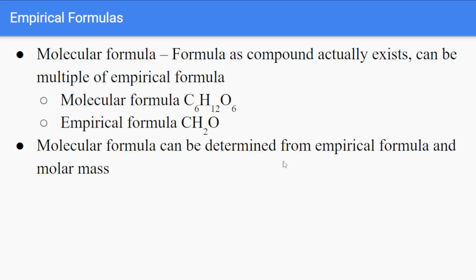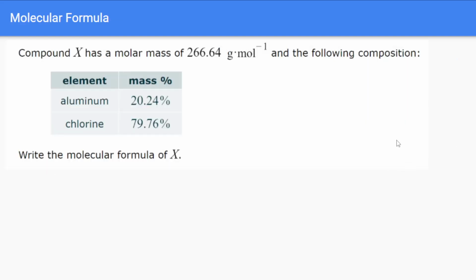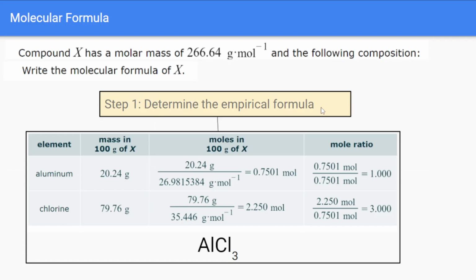You can determine the molecular formula if you have the empirical formula and the molar mass. Sometimes you're not given the empirical formula, and that would be your first step, is to determine the empirical formula. In this example, we have no empirical formula. We have percent composition, and we use that to determine the empirical formula. So we have percent composition and molar mass. And so when you're trying to write the molecular formula, step one is to determine the empirical formula.